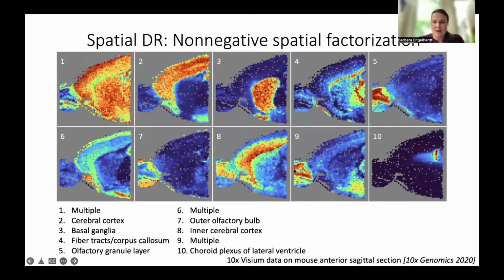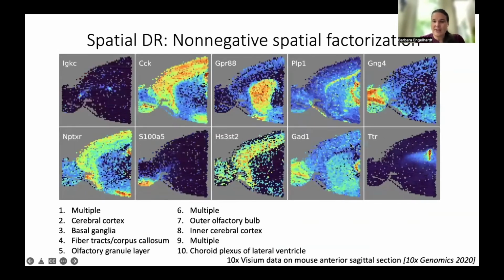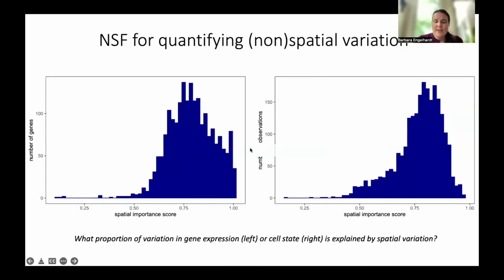So here again, we see a really nice description of different brain regions with 10 different latent factors in the mouse brain. For example, in number 7, we see the outer olfactory bulb over here. In 9, we see multiple different brain regions. In 5, we see the olfactory granule layer really nicely highlighted. And just as before, if we pull out the single top gene associated with the weights of each of these factors, we see good but not perfect delineation of each of these regions again.